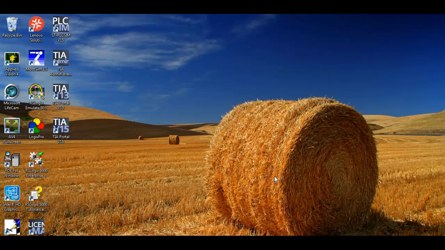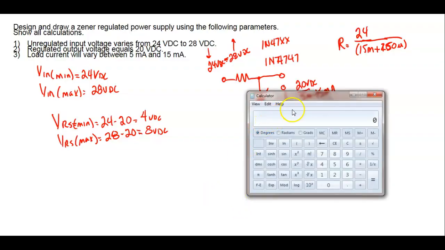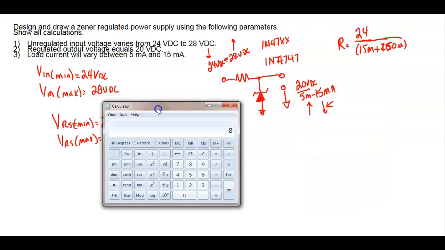We've only got one on Zeners. Yeah. The only one available on Blackboard is for the 1N4700 series. That's the only one available up there. So that's a good question.